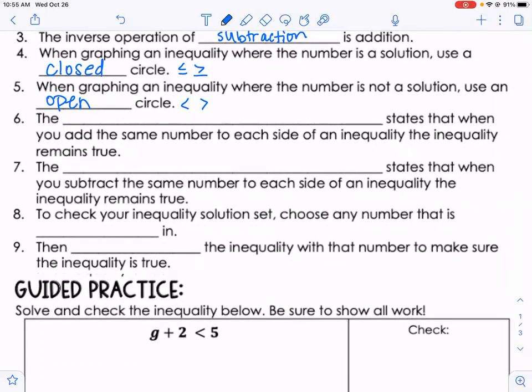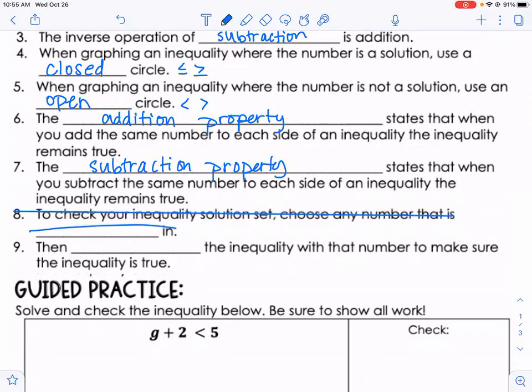Okay. Now, the addition property tells us we can add the same thing to both sides and we still have a true inequality. The subtraction property tells us that if we subtract the same thing from both sides, we are still going to have a true inequality. So just like with equations, if we add the same thing to both sides, we've balanced it out. If we subtract the same thing from both sides, we balance it out.